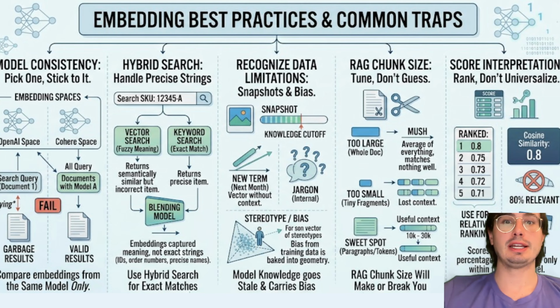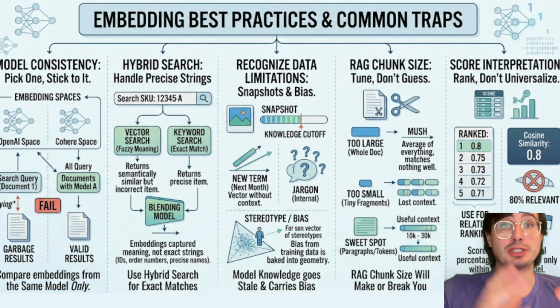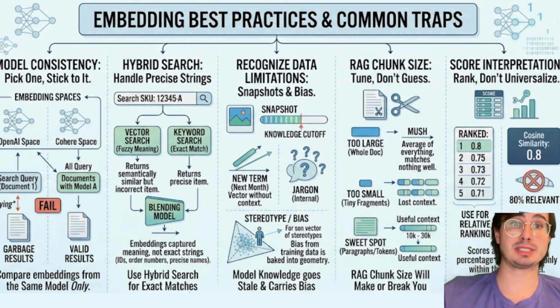And then fourth, specific to RAG, chunk size will make or break you. If you embed a whole 40-page document as one vector, you get mush, an average of everything that matches nothing well. But if you chop it into 3-word fragments, each piece loses its context. So there's no perfect number, but you want to find somewhere in between. A paragraph or a few hundred tokens is usually the sweet spot, and it's worth testing and adjusting rather than guessing.